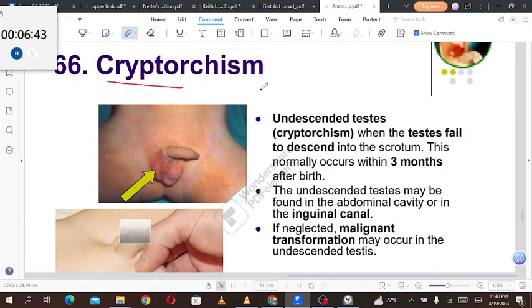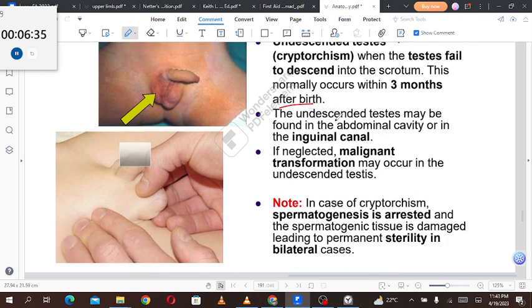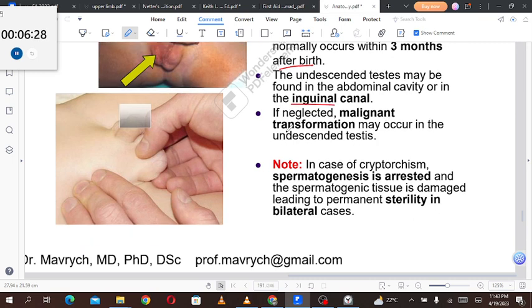Moving forward to cryptorchidism. Undescended testis, cryptorchidism, is when the testis fails to descend into the scrotum. This normally occurs within 3 months after birth. The undescended testis may be found in the abdominal cavity or in the inguinal canal. If neglected, malignant transformation may occur in the undescended testis, because there is constant irritation to that testis in the abdominal cavity or in the inguinal canal.